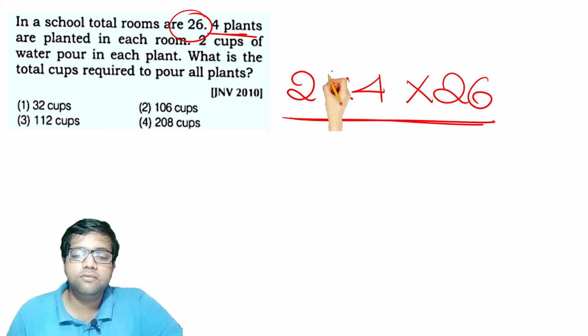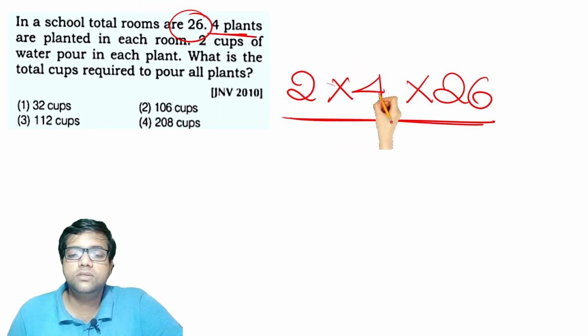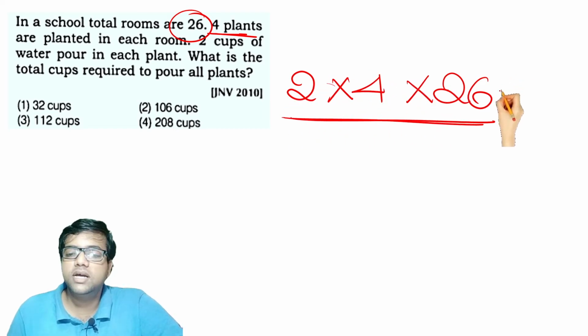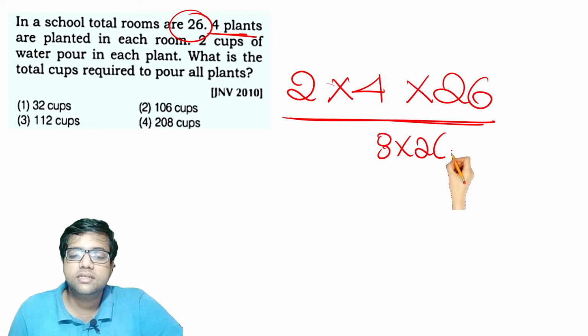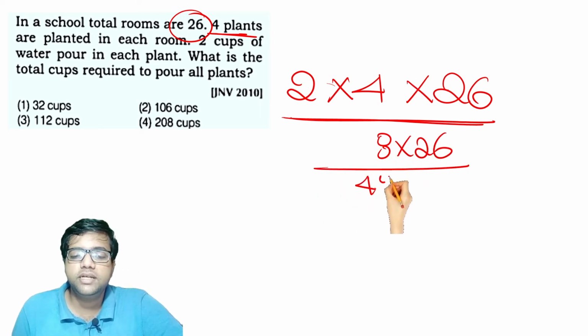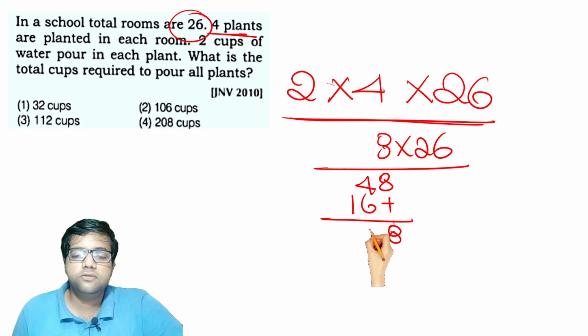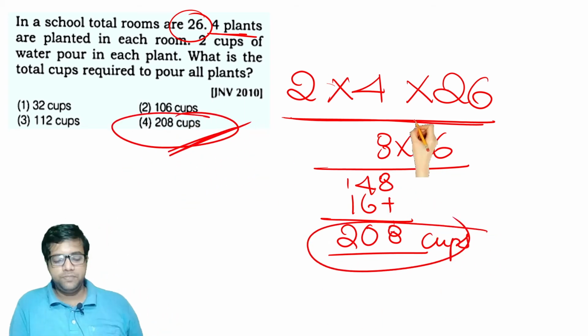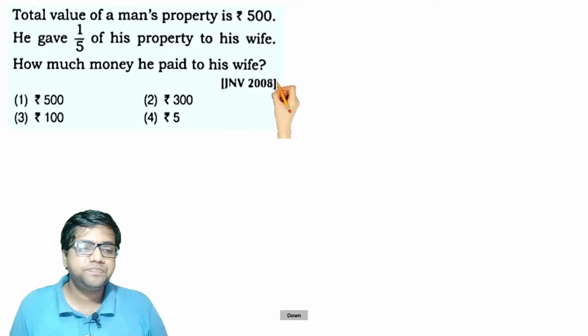So let's multiply. We will find the number of required cups. What do you get? 2 4s are 6. Sorry, 2 4s are 8. So 8 into 26. So let's do this. 6 8s are 48. 8 2s are 16. So add them. You will get 8, and 6 plus 4 is 10, 1, so 208 cups. You require 208 cups. Option 4 is the right answer.